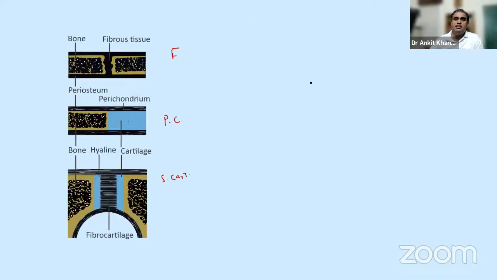Then how to classify the synovial joints? That is also, give us a couple of minutes over here. So synovial joints are mobile joints. There are different ways to classify them, but the most essential, most easy, most practical and most useful classification is the one which I'm going to tell you.